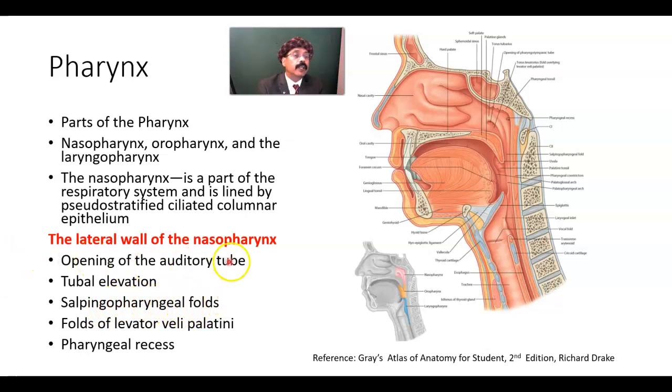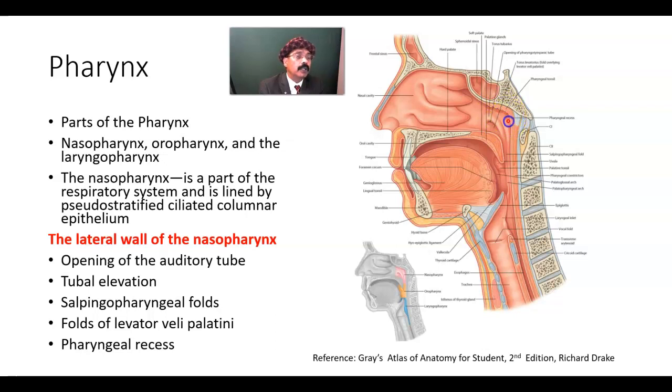Salpingopharyngeal fold, we get the salpingopharyngeal fold here. Here, the folds of the levator veli palatini muscle. And we have the pharyngeal recess. This part is the pharyngeal recess, between the roof of the nasopharynx and the tubal elevation.